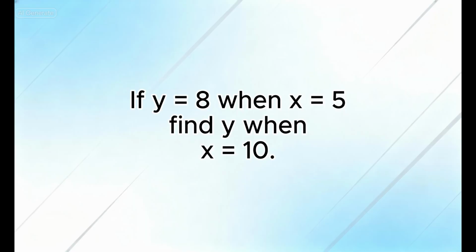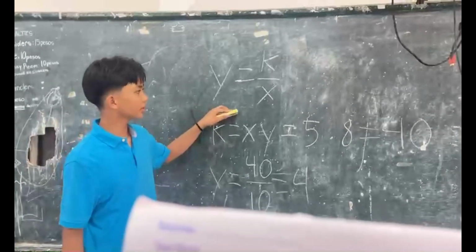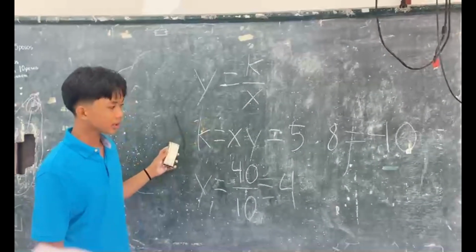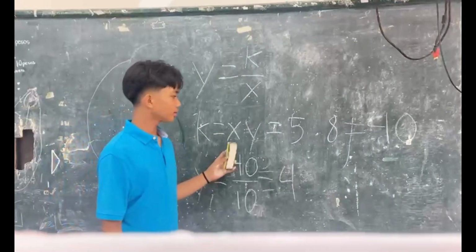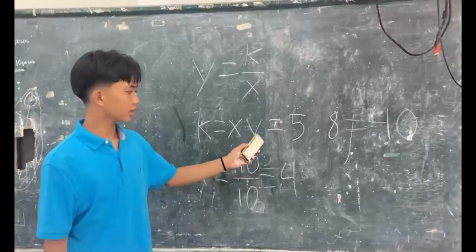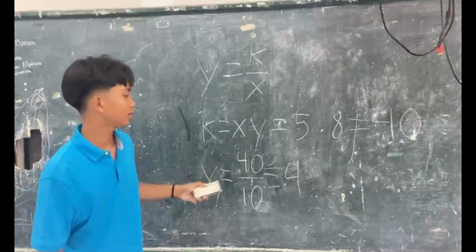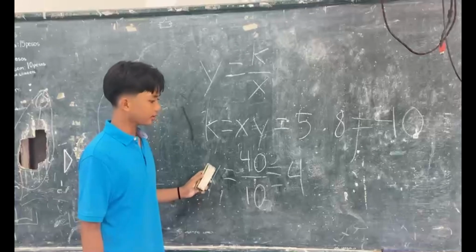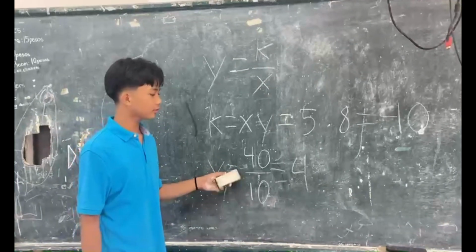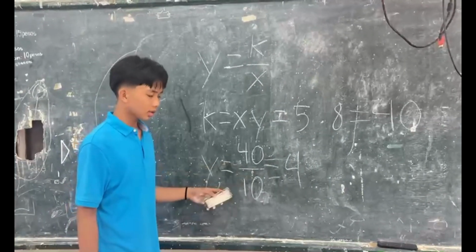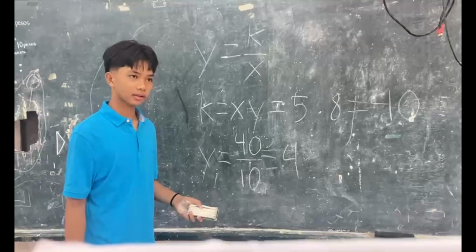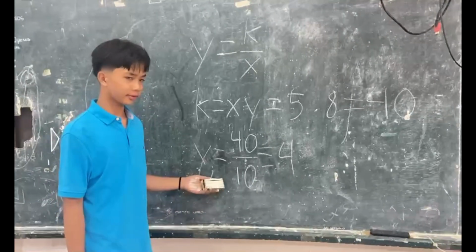Now let's try another quick example. If y equals 8 when x equals 5, find y when x equals 10. First, write the formula for indirect variation. Next step is to find the constant. So when x equals 5 and y equals 8, the constant is 40. Next step is to divide the constant by the given number. So 40 divided by 10 equals 4. So x equals 10 and y equals 4.